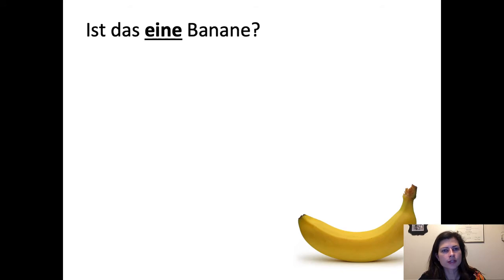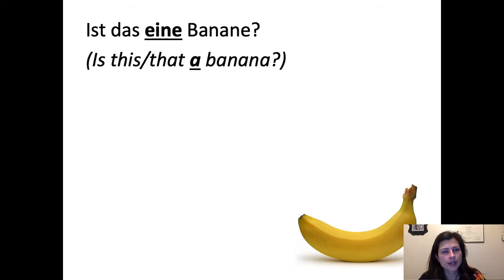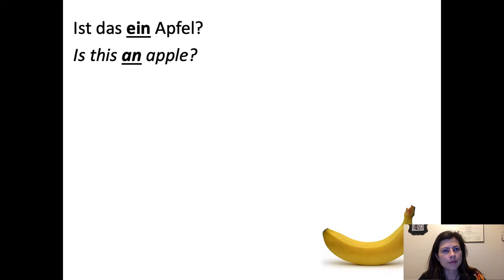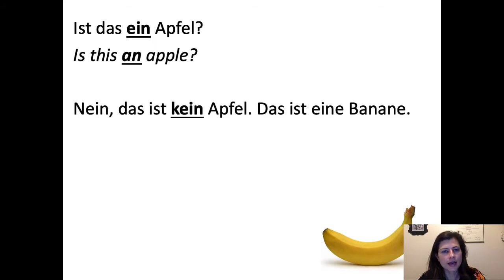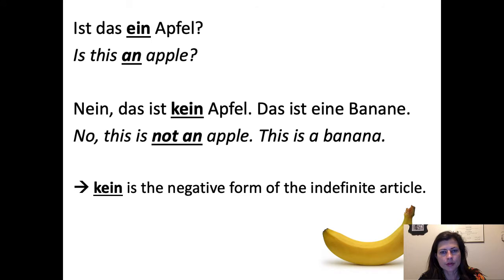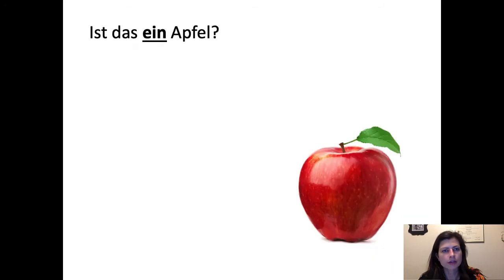So we can look at, ist das eine Banane? Is this a banana? Yeah, das ist eine Banane. It's feminine, so it's got that E on the end. Ist das ein Apfel? Nein, das ist kein Apfel. Das ist eine Banane. So then we introduced the negative indefinite article, which is kein, or with endings keine, whatever the ending is, right? So kein means not a or no. It's the negative form of the indefinite article. Ein, kein. All you do is put the K at the front.